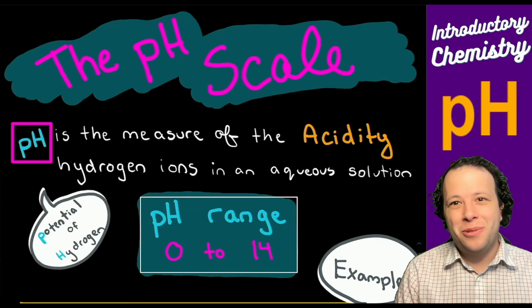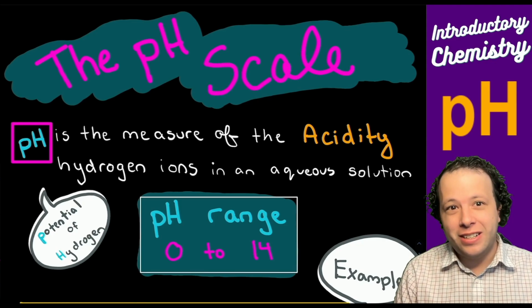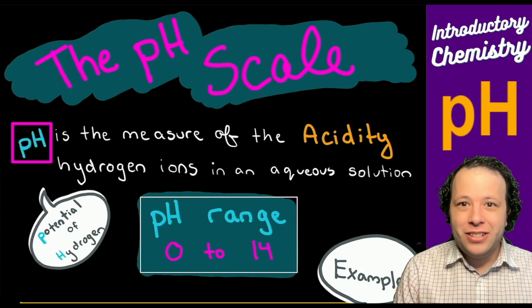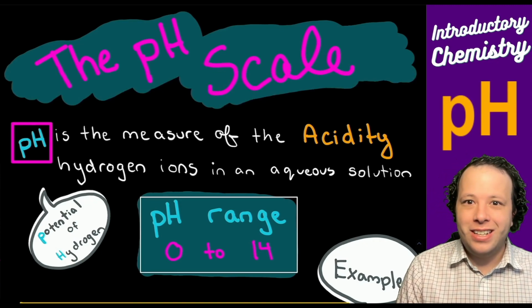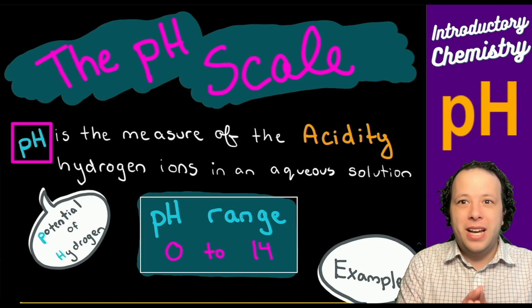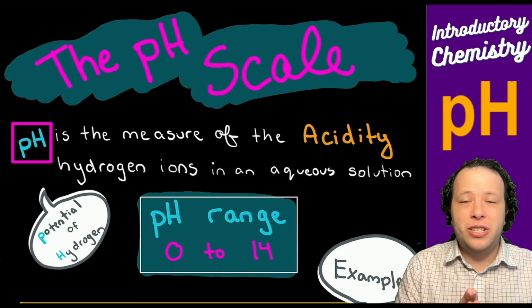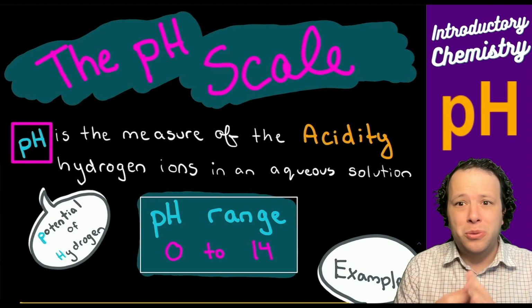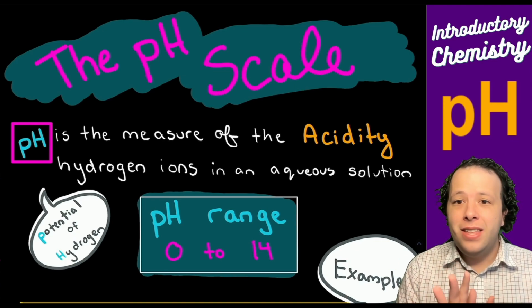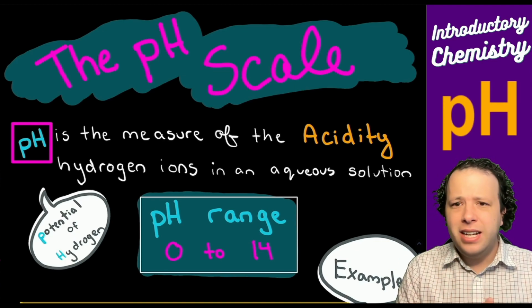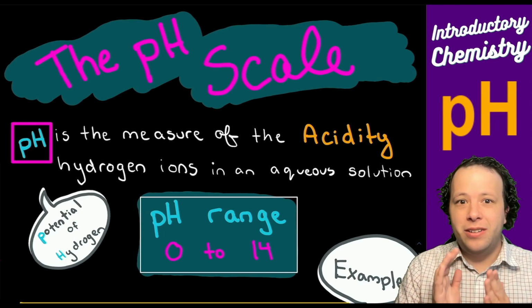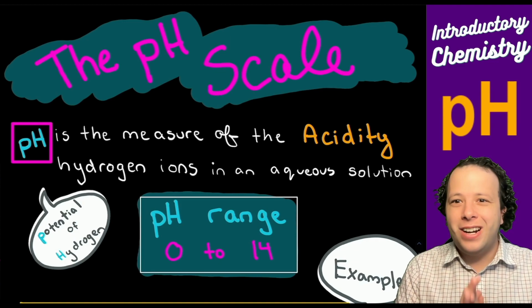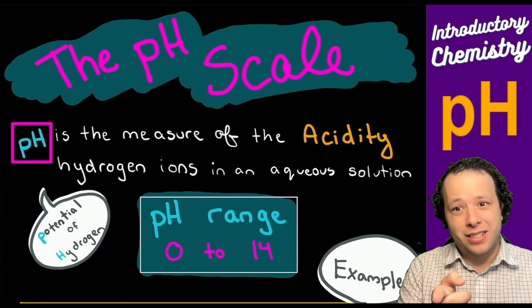And today we're going to be looking at the pH scale. So, pH is all about the measure of acidity of hydrogen ions in an aqueous solution, meaning that whenever we have any type of solution that you might have around the household or in the chemistry lab, they have a pH to them, meaning they have so much acidity to them. So, this is all about the potential of hydrogen. So, how much hydrogen ions do we have within a solution?